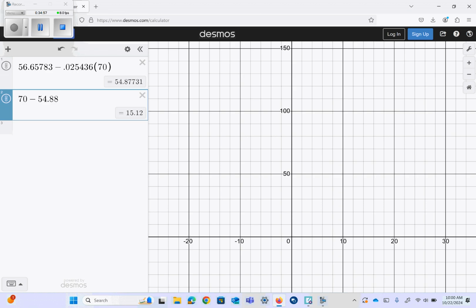If Emmanuel has an extroversion score of 40, calculate his sales score. Okay, so if he has an extroversion score of 40, if I plug 40 into this equation, I would get his sales score out of it. So I'm just going to change our 70 up there to a 40. So he is 55.64.